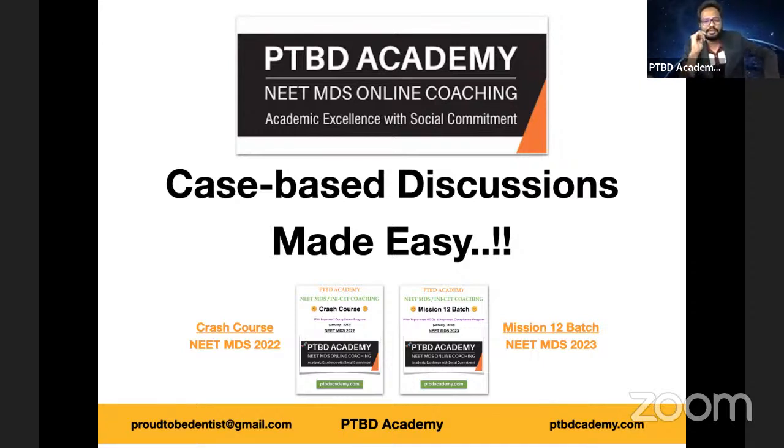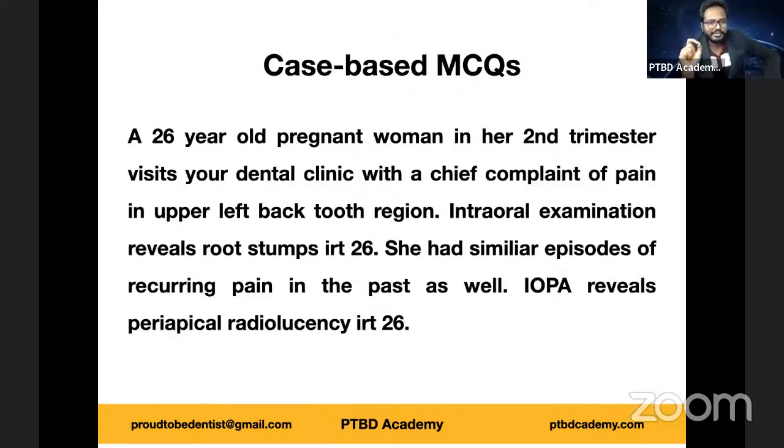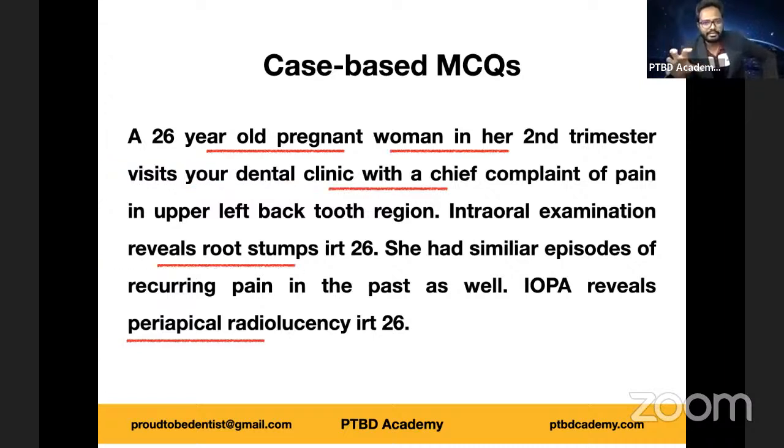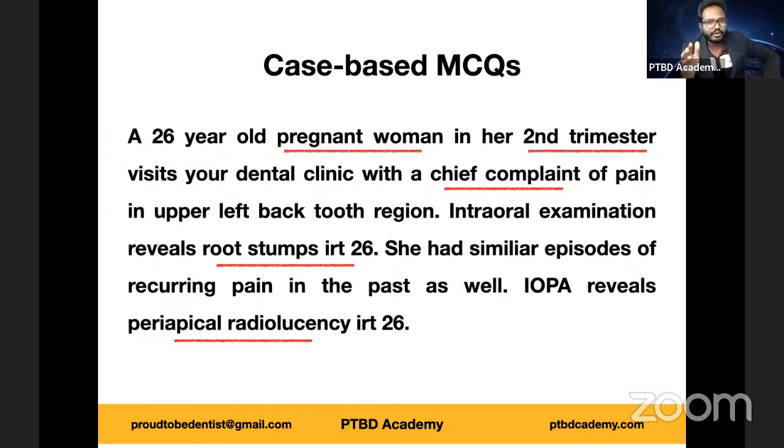Right. So today's case-based discussion, we'll go ahead with the following context. A 26-year-old pregnant woman in her second trimester visits your dental clinic with a chief complaint of pain in upper left back tooth region. Intraoral examination reveals root stumps in relation to tooth 6. She had similar episodes of recurring pain in the past as well. IOPA reveals periapical radiolucency in relation to tooth 6. So here are the keywords of the hints which you have related to this context or case.